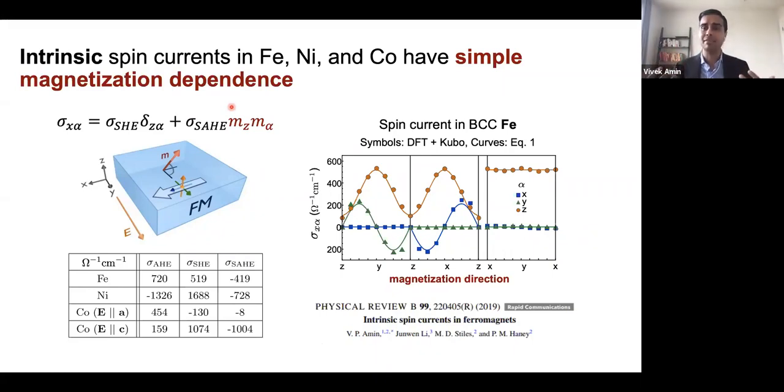So even though all of these different things are allowed by symmetry, this seems to be by and large the response that we get when we do first principles calculations in these different ferromagnetic materials. And so if we fit these particular parameters to these curves, we can then reproduce what the strengths of these different spin currents are for iron, nickel, and cobalt with the electric field pointing along two different high symmetry directions. And what you see is that the spin currents, in units of inverse ohm inverse centimeters, are fairly comparable to the spin currents that would arise from the spin Hall effect in platinum. They're somewhat less, but they're still not orders of magnitude less.